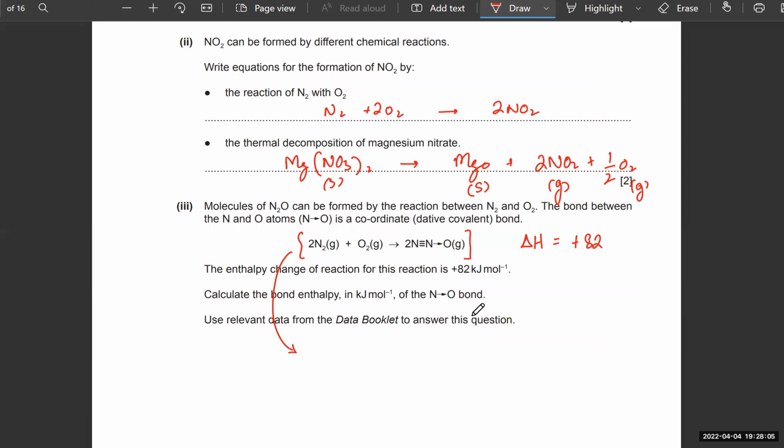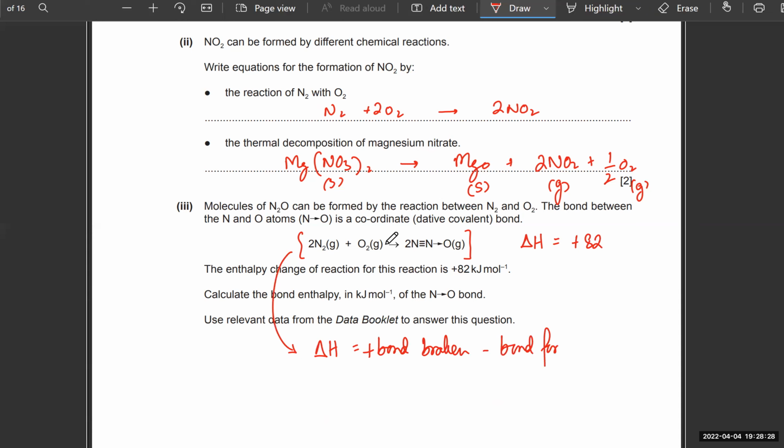So what happens is, calculate the bond enthalpy in kilojoules, and you have to figure out, all of them are gas, so you can use bond energies. How do you figure out enthalpy change using bond energies? The formula is you figure out the bonds that are broken. All of that would be endothermic, and you minus bond formed.